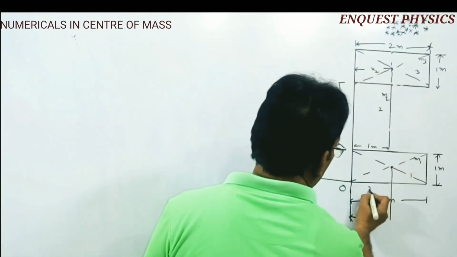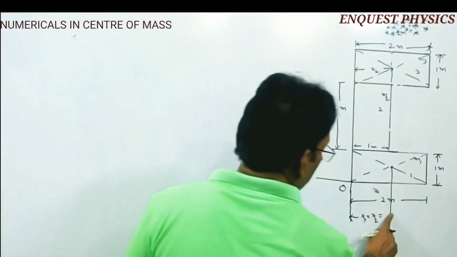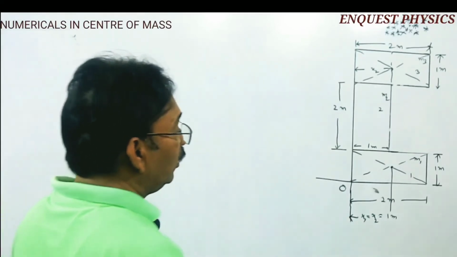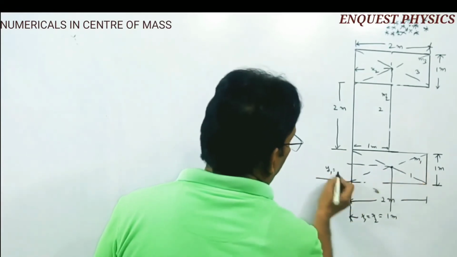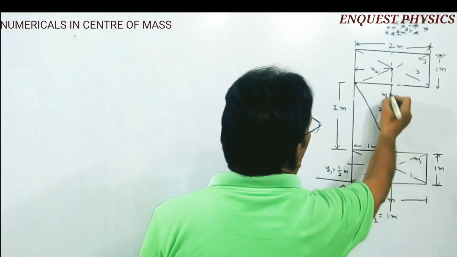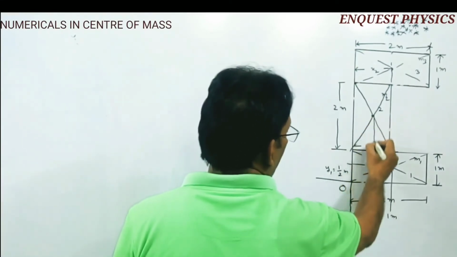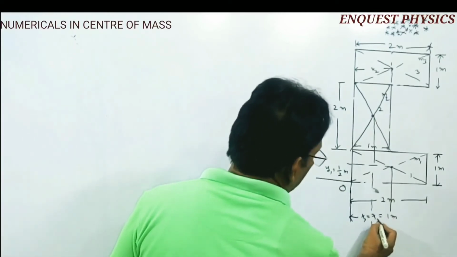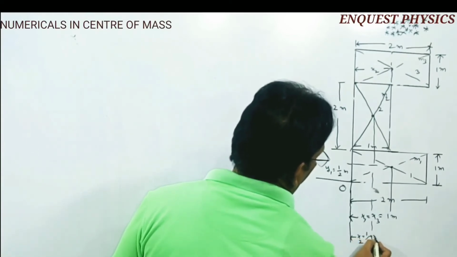Okay, and it is x1. I told you x1 is equal to x2, that is equal to 1 meter. Okay, students, and similarly we have to find out the y1. It is y1, it is half meter. Okay, and if you go with the geometrical center, that's the x3, isn't it? It is x2. x2 is equal to half meter.